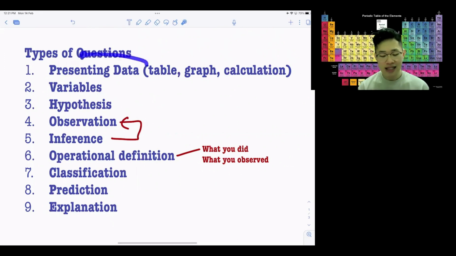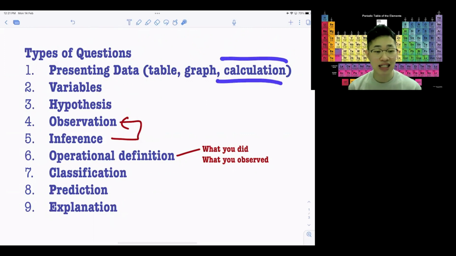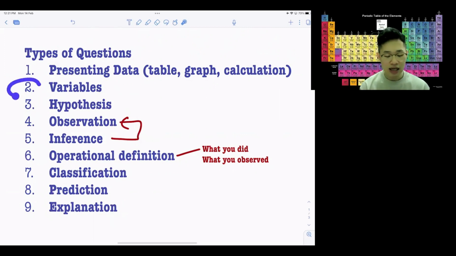So first, presenting data is the same as collecting data. Based on the experiment given, you carry out the experiment, you collect the data, and you record down the data. They will want you to put it into a table form, maybe plot a graph, do some calculation, things related to the data, related to the result. The second type of question is variable.